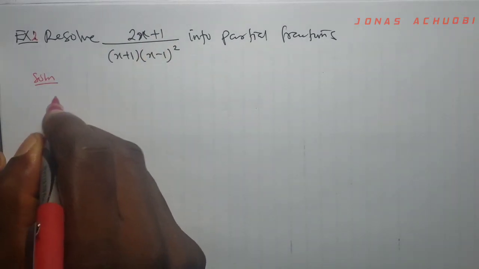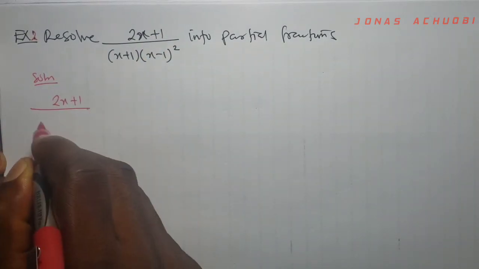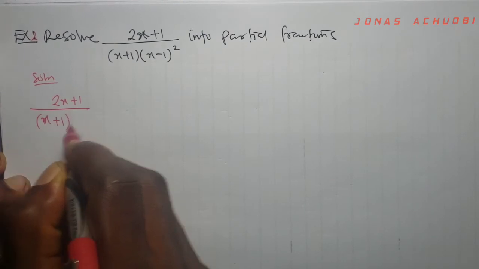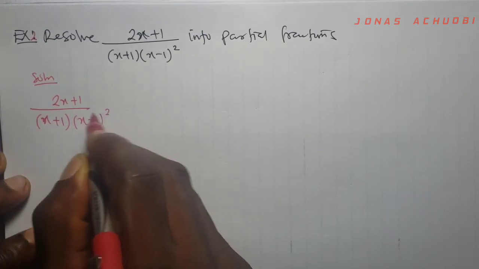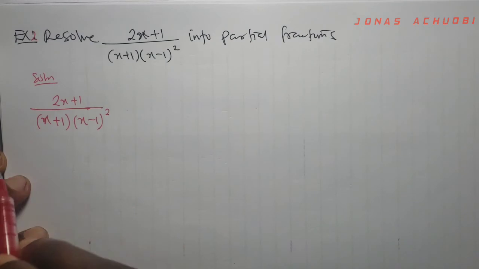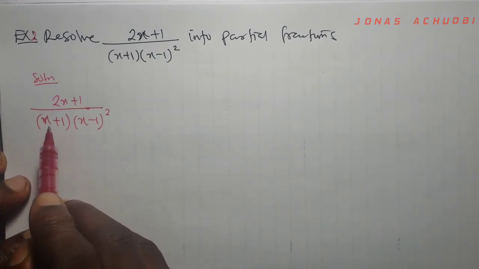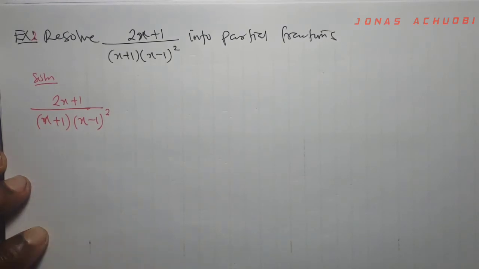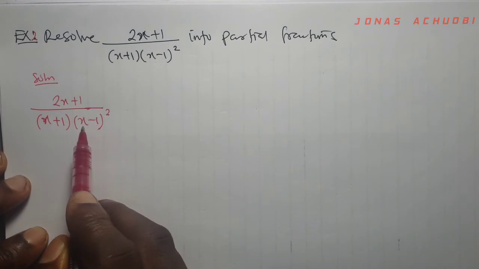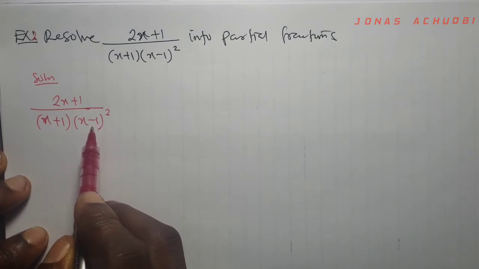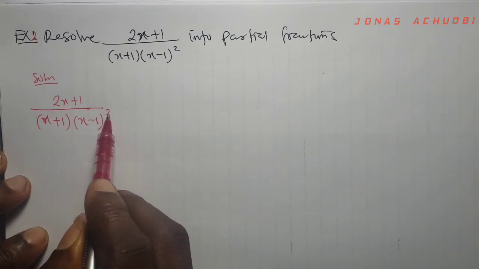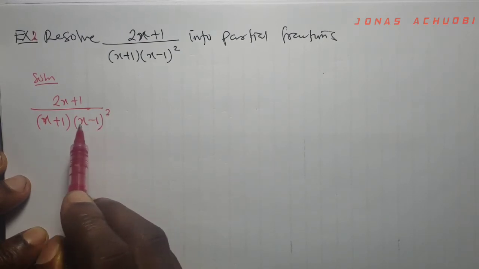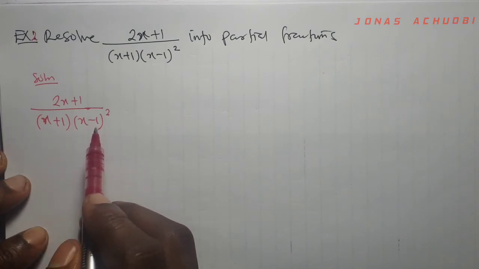So here the compound fraction is 2x plus 1 divided by (x plus 1) times (x minus 1) all squared. We now check the denominator to find out the nature of the factors. The first factor is x plus 1, which is clearly a linear factor. The second factor is x minus 1, which once again is a linear factor. However, the factor x minus 1 is repeated because we have it twice. So this is a second case where we have linear and repeated factors.